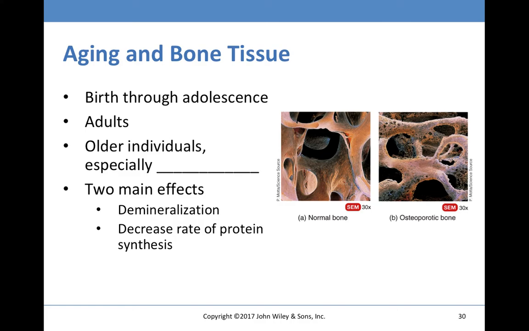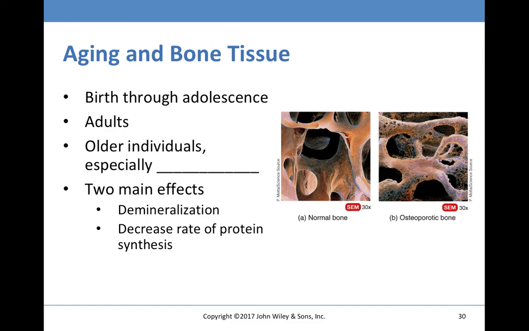However, when we get to be older, especially in postmenopausal women, we decrease in bone mass because our resorption of bone outpaces the deposit. So, at this point, we are having more osteoclastic activity, with a C, than we are osteoblastic, with a B, activity.